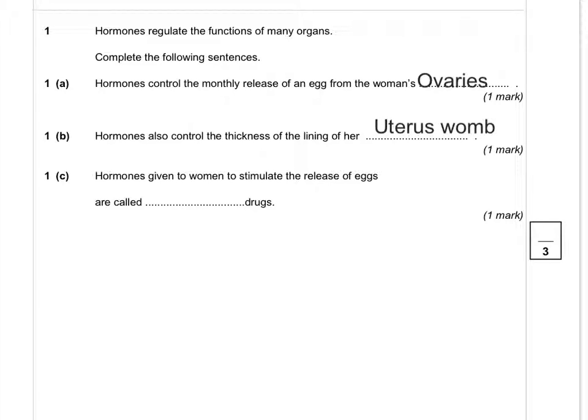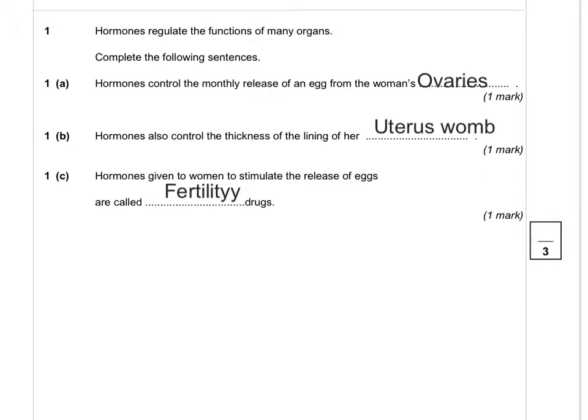And then 1C, hormones given to women to stimulate the release of eggs are called, if they make the woman release eggs, it makes them more fertile, so they're called fertility drugs. Okay, so nice easy 3 marks there on the first question.